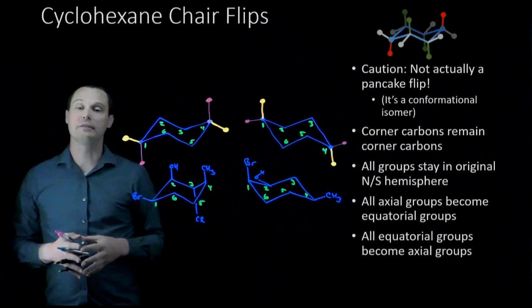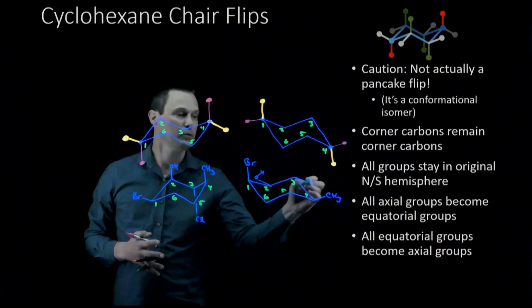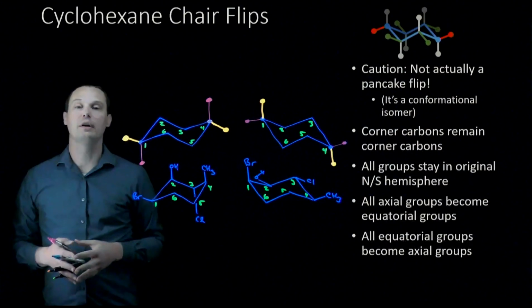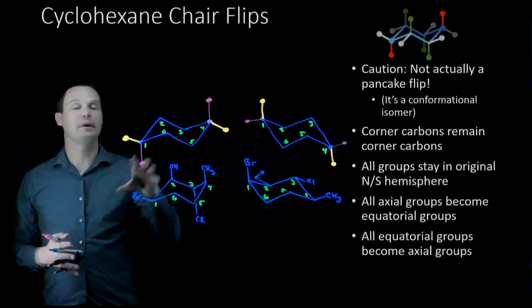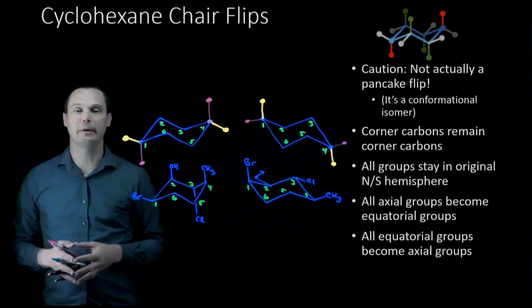And on carbon 3, I have a southern hemisphere chlorine. It will stay southern hemisphere. It was axial, now it is equatorial. This is how we can take one chair structure and convert it into the other chair structure using this northern-southern hemisphere method. These are the tools you need to take one chair structure and convert it into its equivalent chair flip.